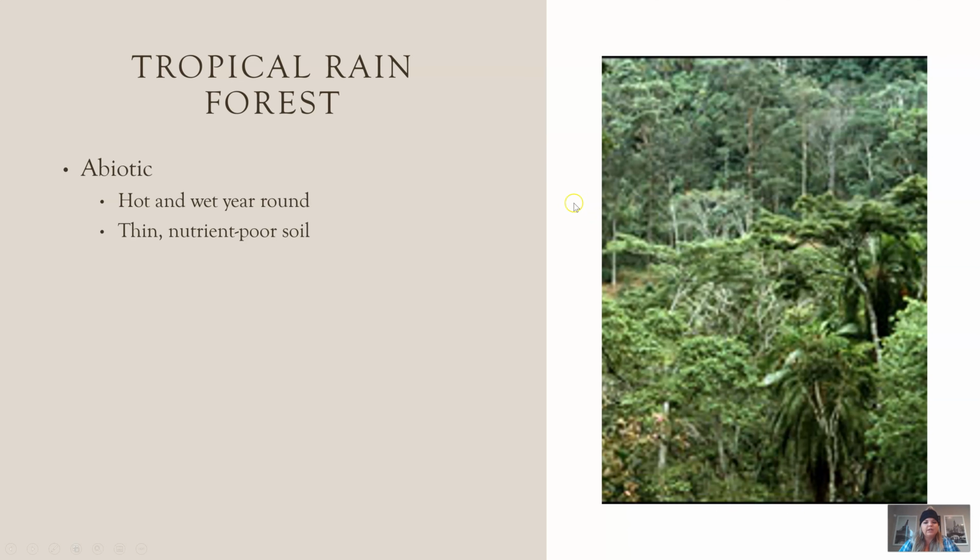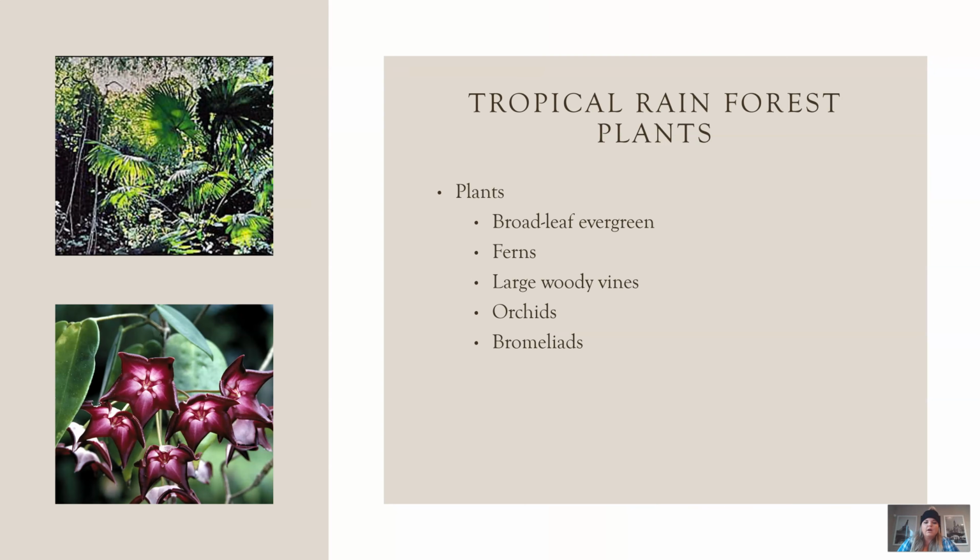All right, so the first one we're going to look at is a tropical rainforest. In a tropical rainforest, you're going to see hot and wet year-round. There is thin, nutrient-poor soil, and those are the abiotic factors. As far as plants go, you're going to see broadleaf evergreens, ferns, large woody vines, orchids, and bromeliads. Evergreens are like what you see in the upper left here, and then orchids, for example, are this bottom right flower.